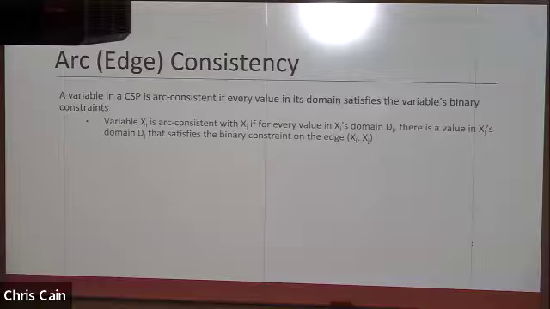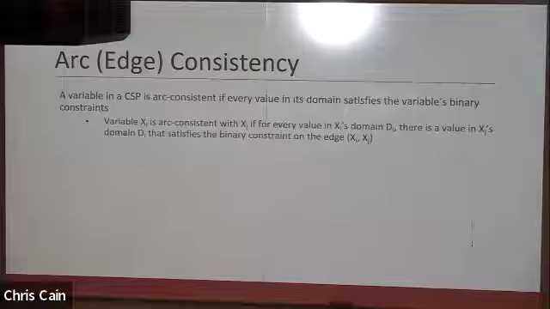So phrased another way, we have two variables, x sub i and x sub j. They're arc consistent if for every possible value in the domain of the first one, there is a value in the second one, such that we can satisfy the constraints on that edge. So think of them as if-then constraints. If the first one has this value, then there exists some legal value for the second one.